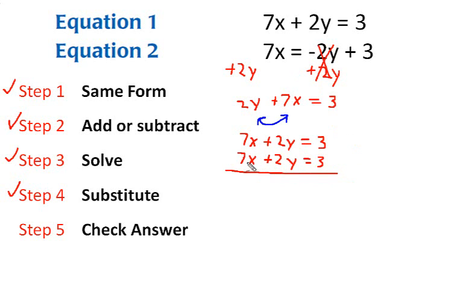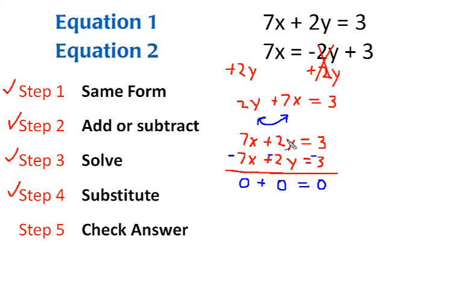Everything's actually going to cancel out. We see we have the same coefficient, so we would want to change this one to subtract. So if I subtract, I'm really changing everything to the opposite, so from positive to negative or negative to positive. So since everything here is positive, everything's going to switch to negative. So now 7x minus 7x is going to give me 0. 2y minus 2y is going to give me 0. And 3 minus 3 is going to give me 0.